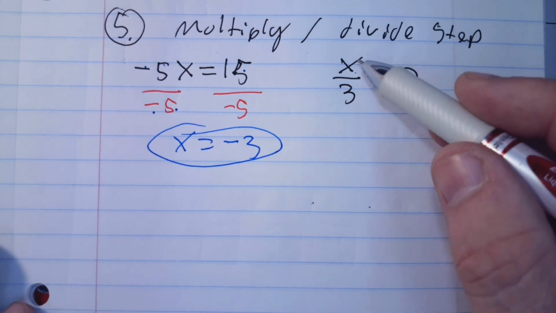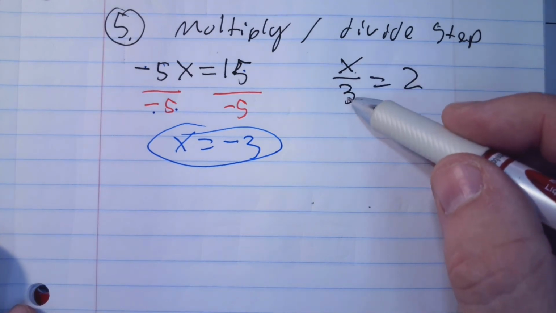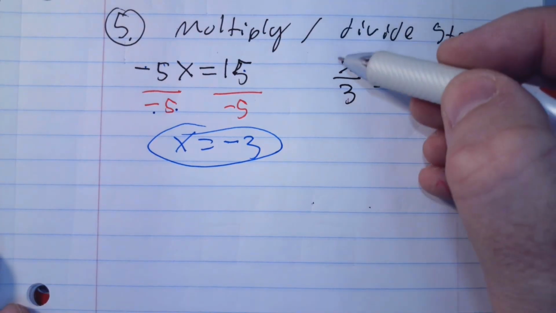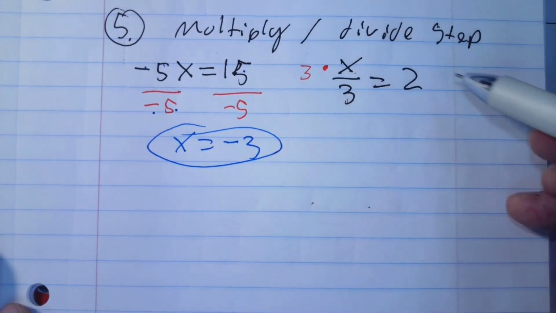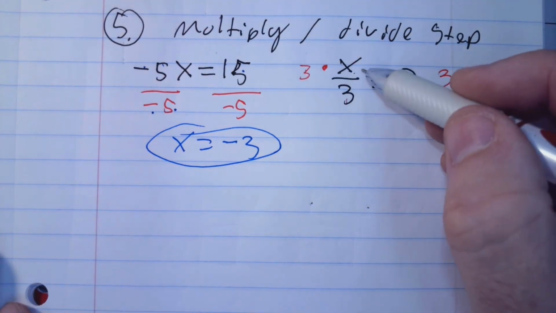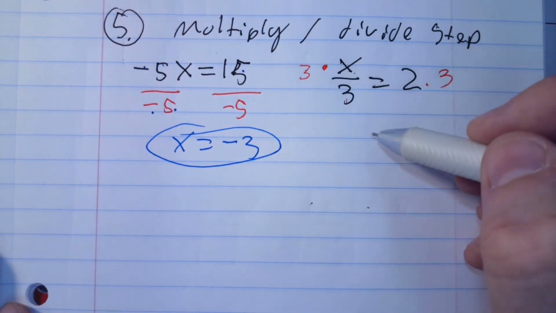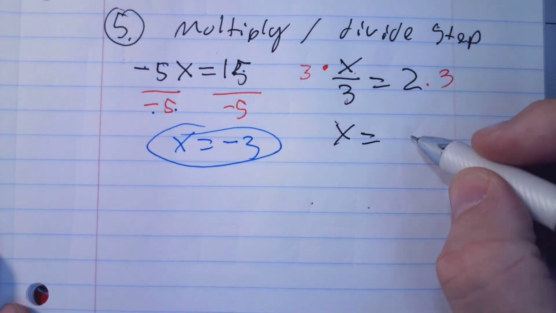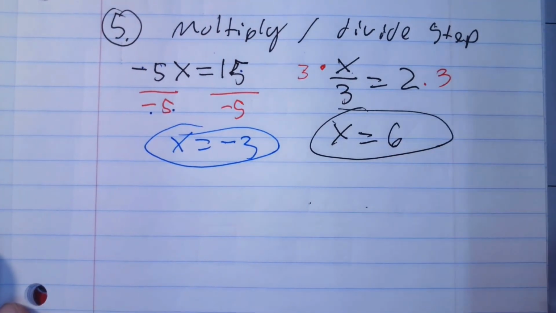Right here we got, that is a fraction. You can treat it like a fraction. We'll go over that again, but really you just got to do this. Okay, 3x divided by 3 would be 1x, and 2 times 3 is 6. All right, there will be a part 2.